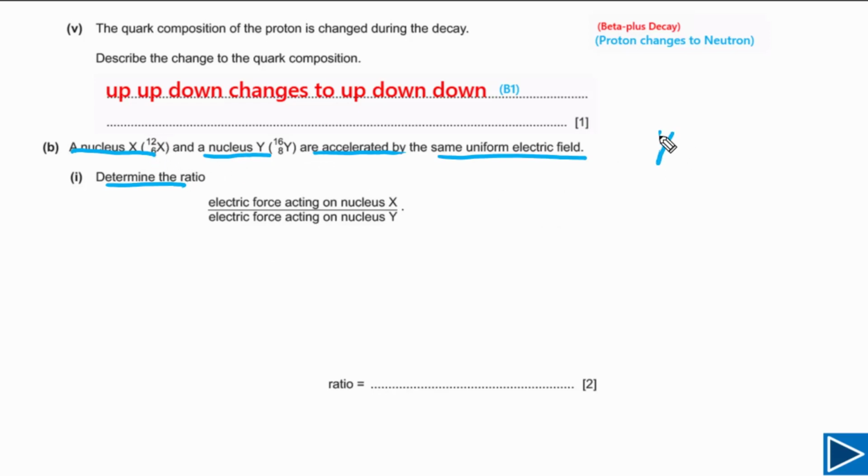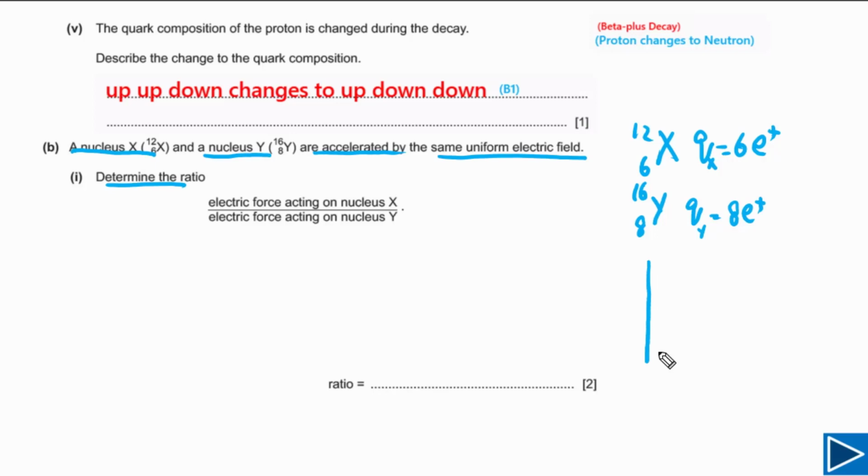If you look at nucleus X, so it has atomic number 6 and the mass number is 12. So the charge on this one means the charge on X, this is equal to its atomic number. So simply we can say this is 6e plus, means 6 times the charge on single proton. Now if we look at nucleus Y, for nucleus Y, proton number is 8, meaning atomic number is 8, and the mass number is 16. So the charge on this particle is equal to 8 times the charge on single proton.